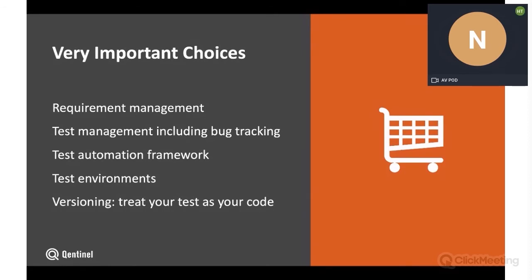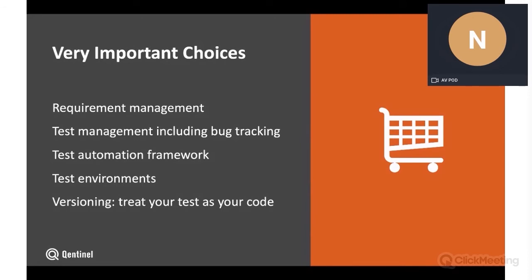Once that's taken care of, there are 3 more things. Test automation framework. Now, test automation framework is essentially a set of principles. It's something that's going to define how you will do your testing, how you will write your test cases, how your results will look like. Then test environments, which is where your test cases will be running. We'll touch on each of these topics in detail. Then versioning, and this is one which is very close to my heart. Treat your test as you would treat your code. So have a proper version control around your test cases.